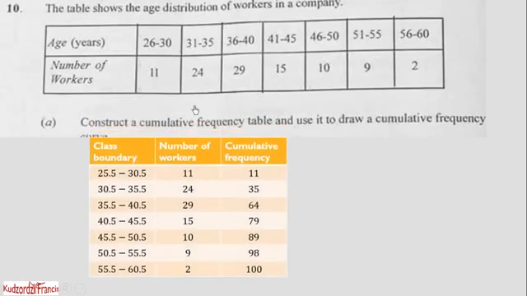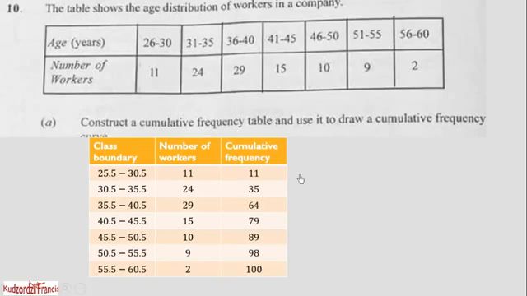So to construct a cumulative frequency table, we subtract 0.5 from the lower class limit, and add 0.5 to the upper class limit, and that will give us this table. Then the next thing we do is, this is the cumulative frequency table.